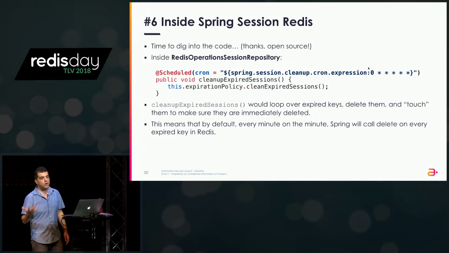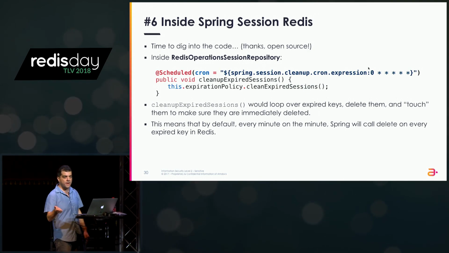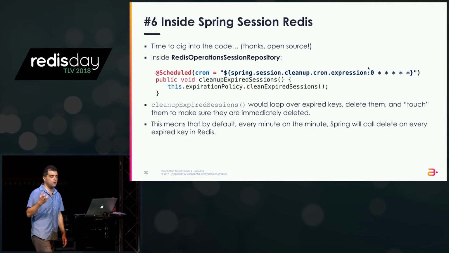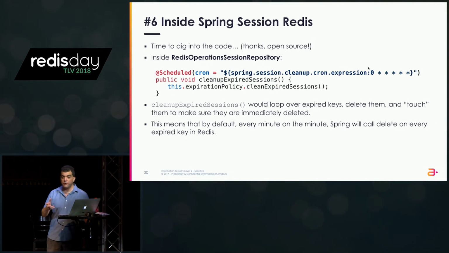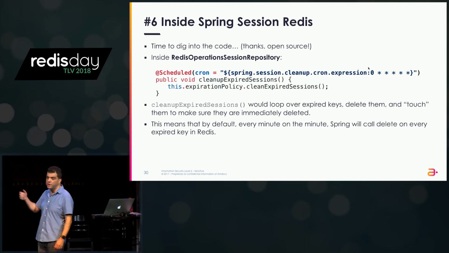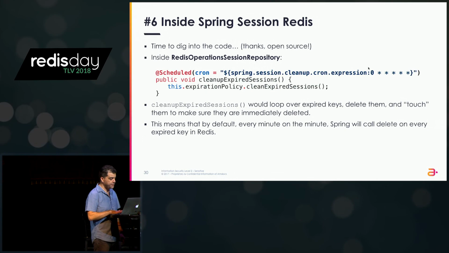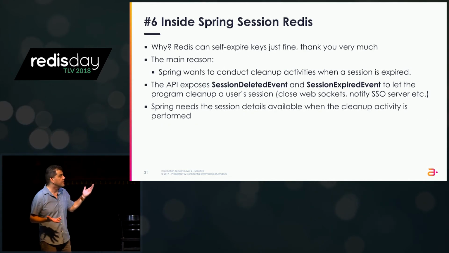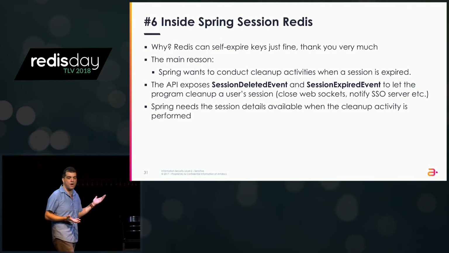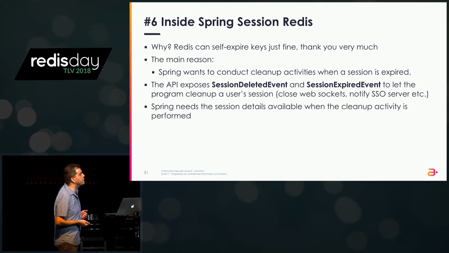It would loop over all the expired keys, and it would delete them, and then do a little bit of a touch command, to get the data to make sure it's deleted from Redis. So every minute on the minute, every instance in your cluster would go to the database and run this expiration command. Now you wonder, why do I even need to do such a thing? I mean, Redis has self-expiring keys. I don't need to monitor this on the client side. Redis can do it for me.